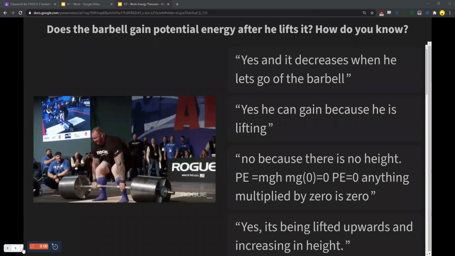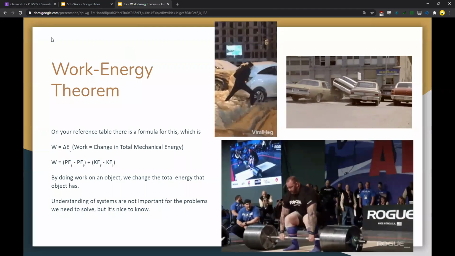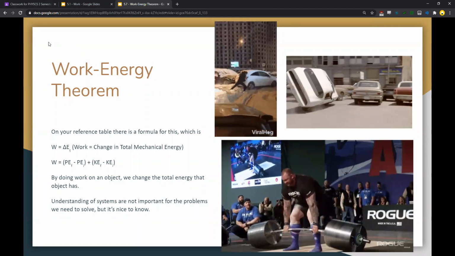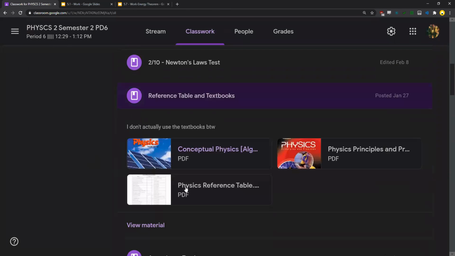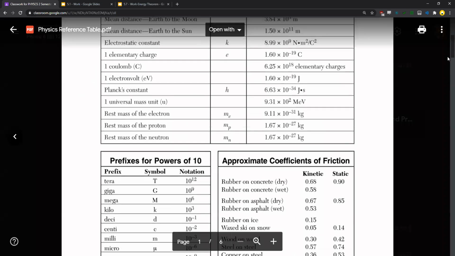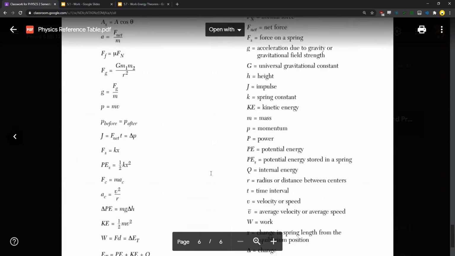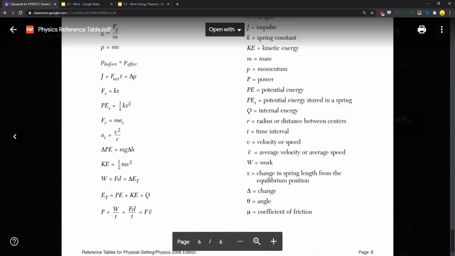So, which brings us to what we're going to be learning about today, which is called the work energy theorem. We've learned a couple of formulas so far.